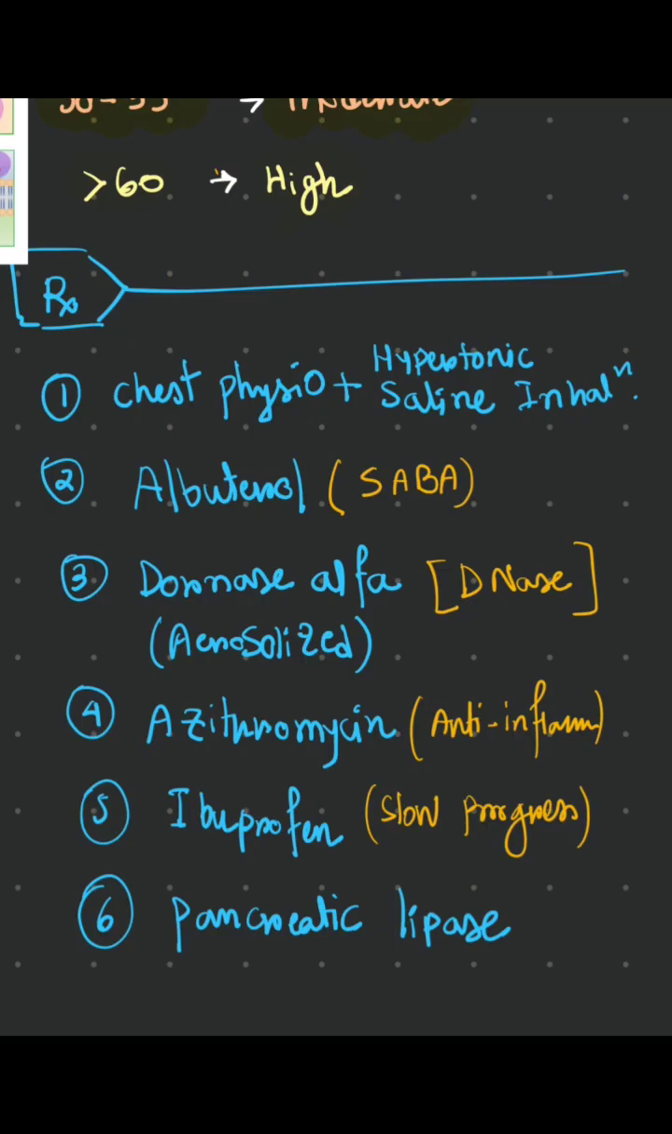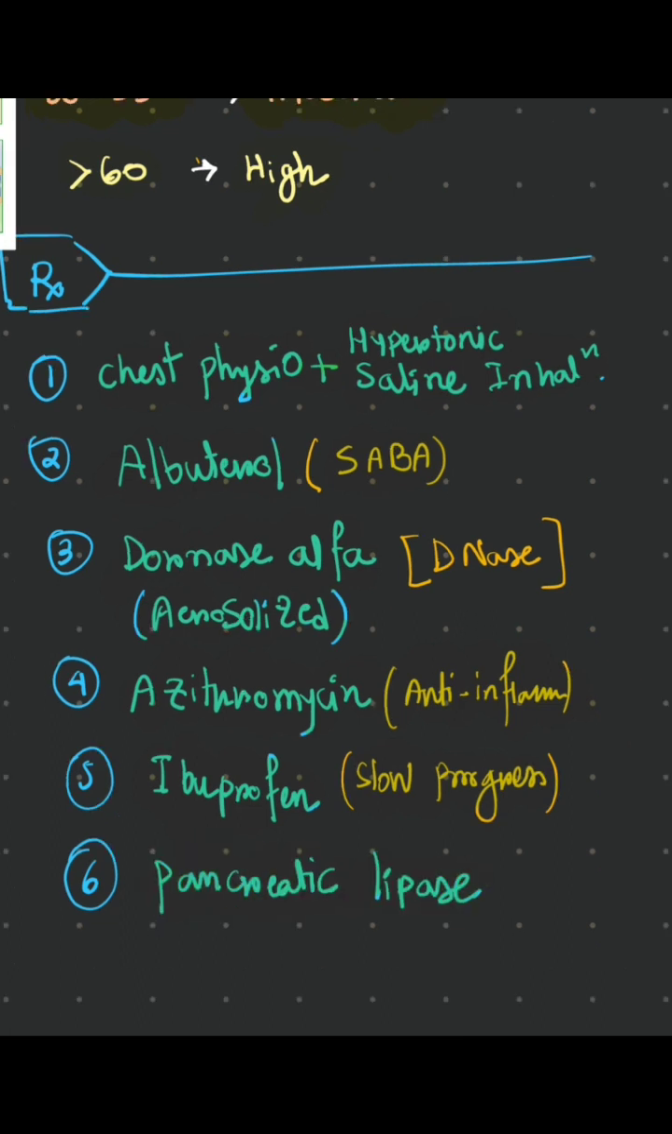So what about the treatment of cystic fibrosis? Basically, non-pharmacological treatments are there, like chest physiotherapy that we can do. Apart from that, hypertonic saline inhalation can be done. Short-acting beta agonists like albuterol can be given. Then aerosolized Dornase alfa can be given. Azithromycin is given as an anti-inflammatory drug in case of cystic fibrosis. And ibuprofen is given to slow the progression of the disease. And in case of pancreatic insufficiency, we give pancreatic lipase. So all these are basically supportive treatment.